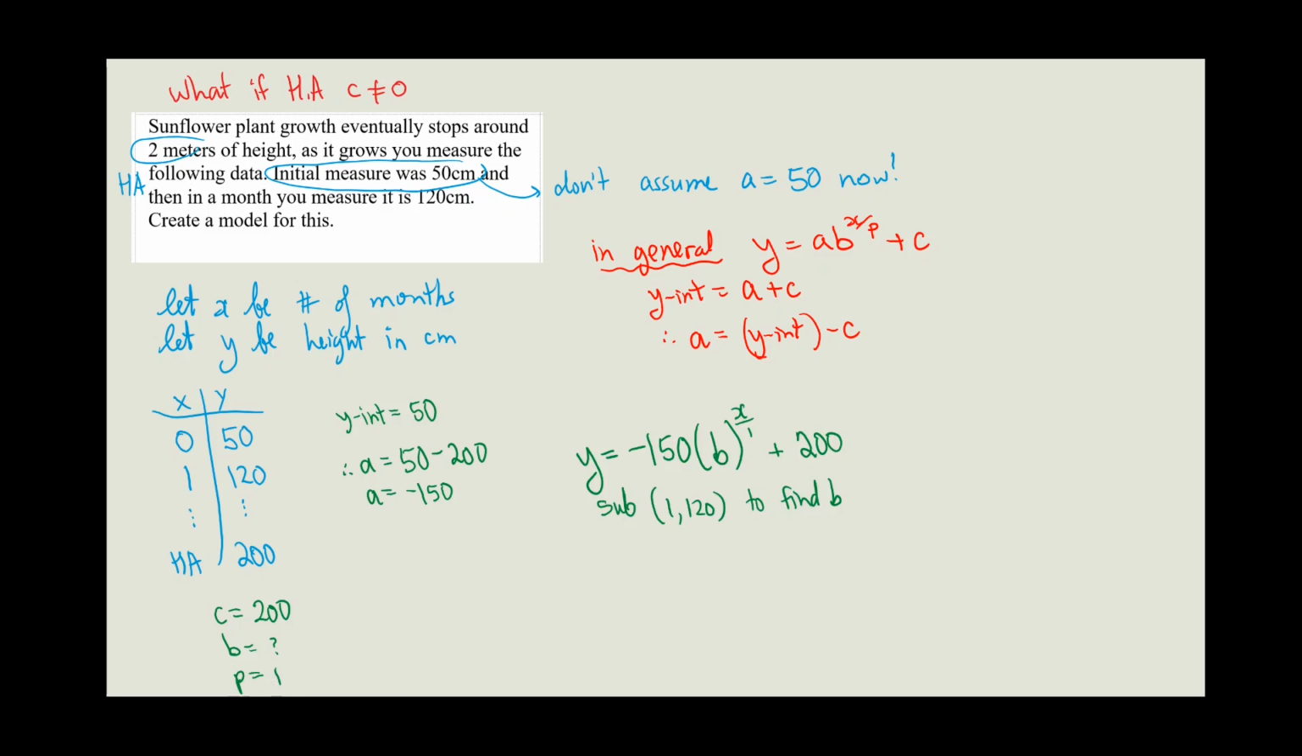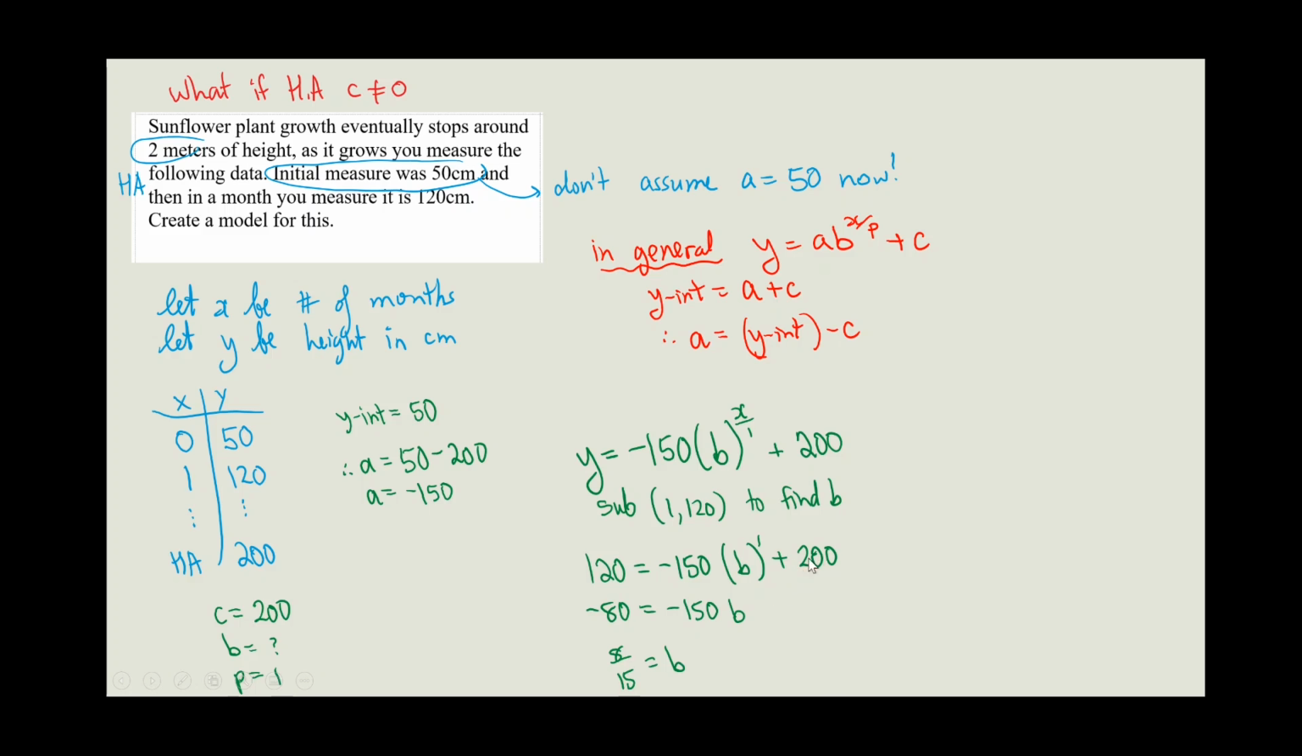Then we can create the equation with the unknown value B. So we still don't know what that B is. That's okay, we have an extra point we haven't used. Plug in 1 as the x and 120 as the y. That will allow us to find the b.